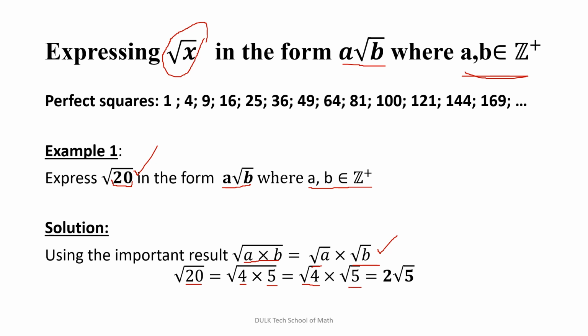And the square root of 4 is 2. Then the square root of 5 is an irrational number, so we are going to leave it in this form. As you can see here, 2 is a positive integer, 5 is also a positive integer. So we have expressed the square root of 20 in the form a root b, where both a and b are integers.